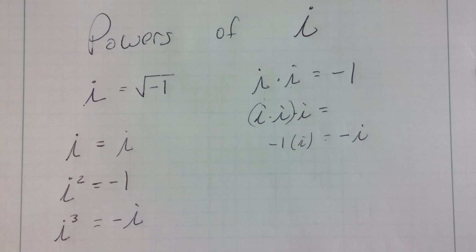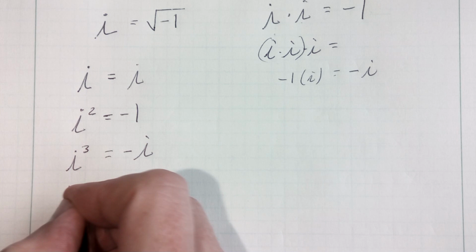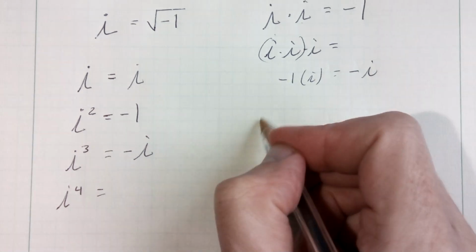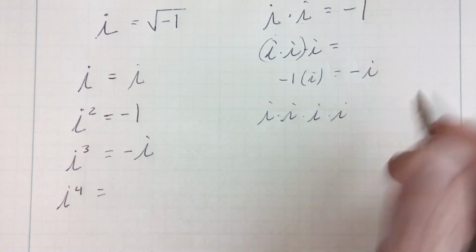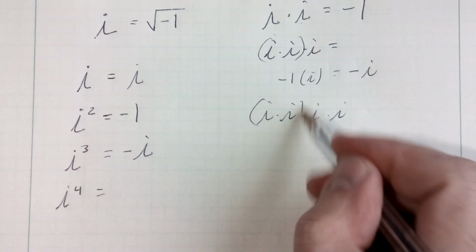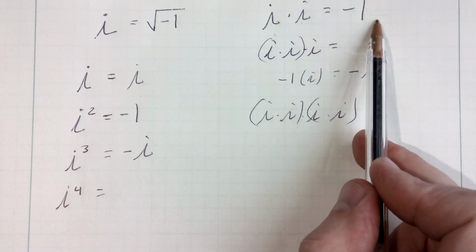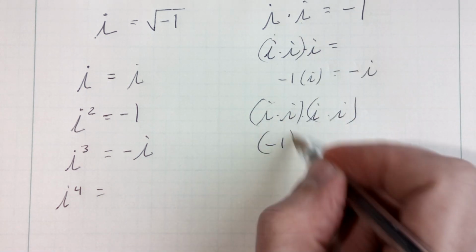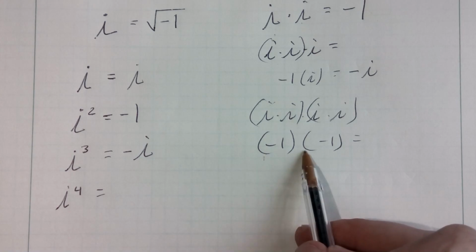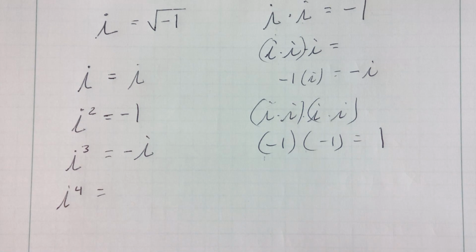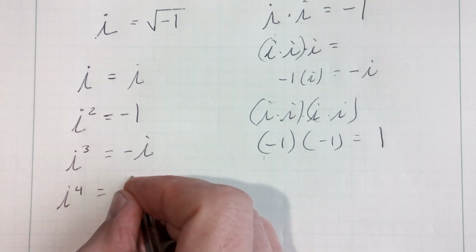Now, let's keep going. What's i to the fourth power? If I have an i times an i times an i times an i, what I like to do is pair two up and pair two up, because remember, two i's multiplied together is a -1. So I have a -1 there and a -1 there, and a negative times a negative is positive, and 1 times 1 is 1. So i to the fourth is 1.